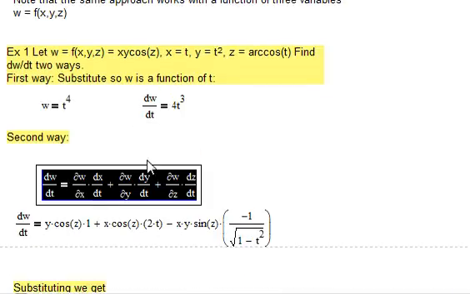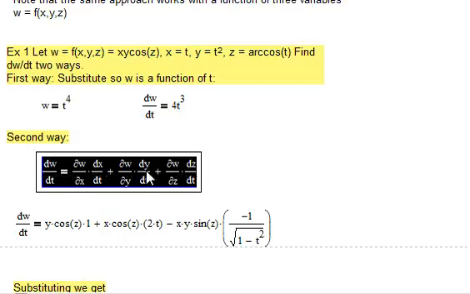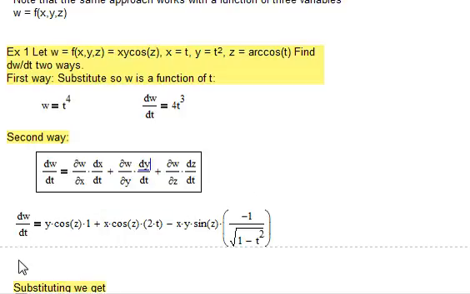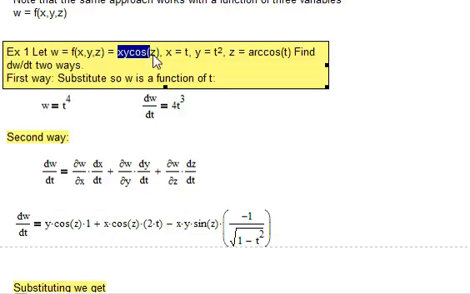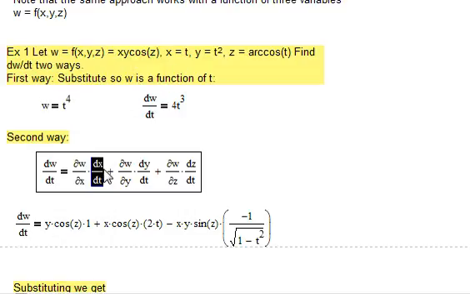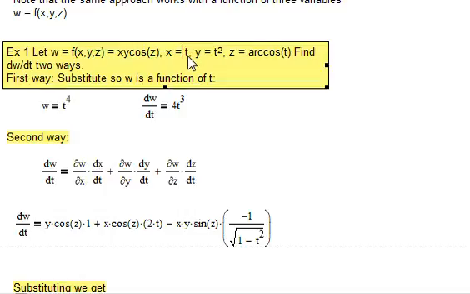The other way is a little drawn out, and this would be the formula if you had three variables. dw/dt is y times cosine of z, and what is that? Well, that's the partial derivative of this with respect to x, because y and cosine of z would be considered constants, times dx/dt. Well, the derivative of x with respect to t is just 1.